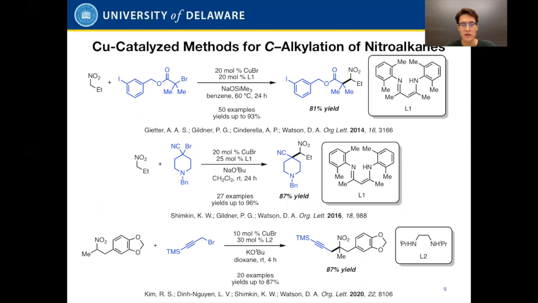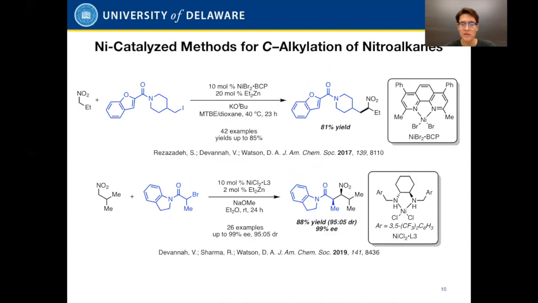Preliminary mechanistic studies suggested that these reactions were proceeding through a single electron mechanism, and a major limitation in using these copper catalyst systems was that an adjacent radical stabilizing group on the electrophile was necessary for the chemistry to work.